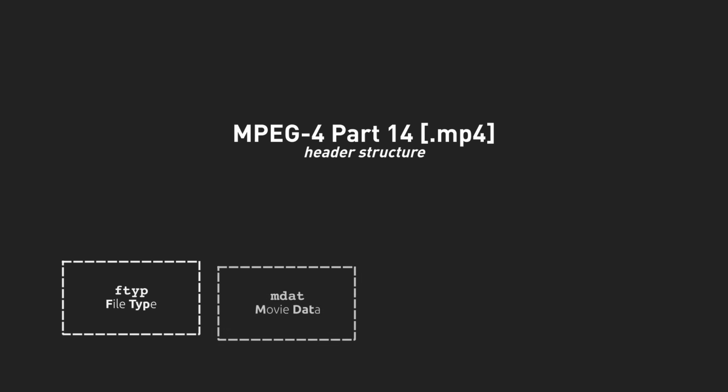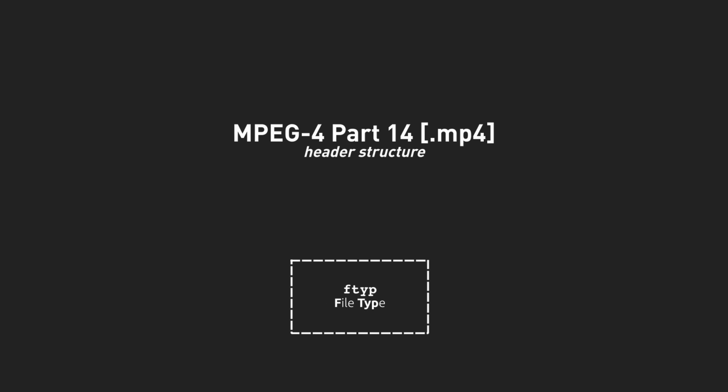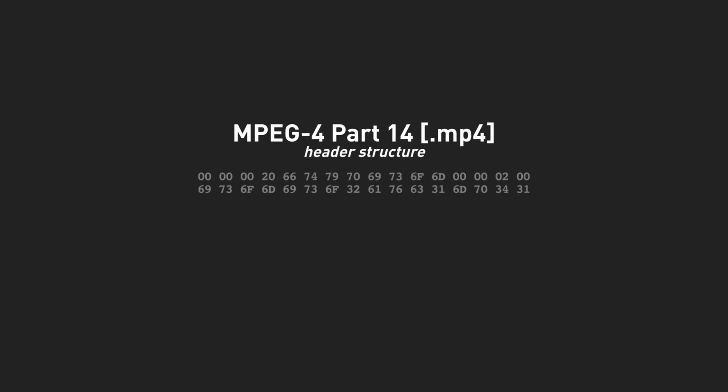Now, technically, MP4 doesn't have a header. Instead, it uses these boxes called atoms to modularly define data. However, most video players expect the FTYP atom, the file type atom, to come first. This atom is split up into 4-byte chunks. The first 4 bytes encode the size of the atom, and the next 4 bytes contain the name. In this case, that's just the letters FTYP.